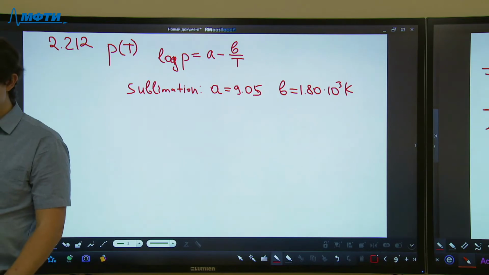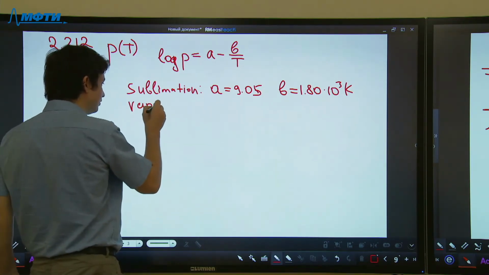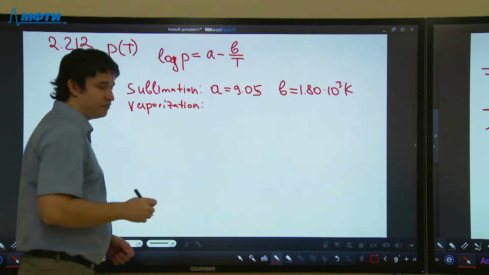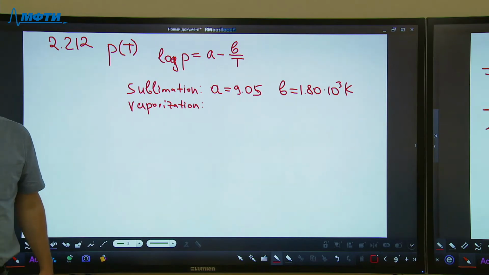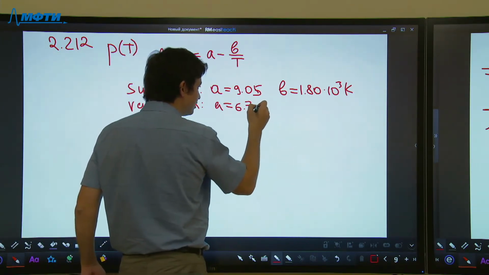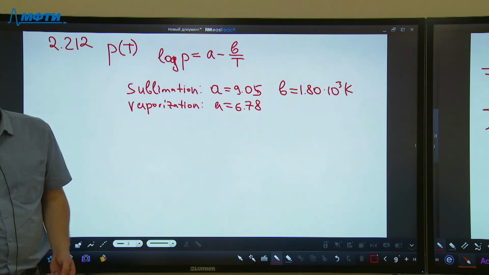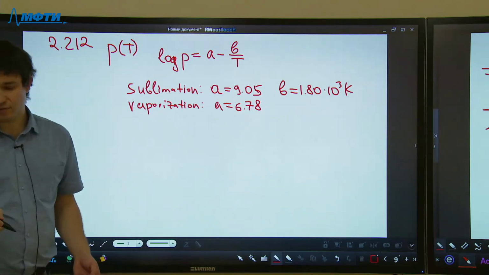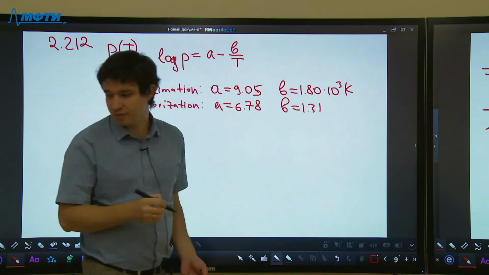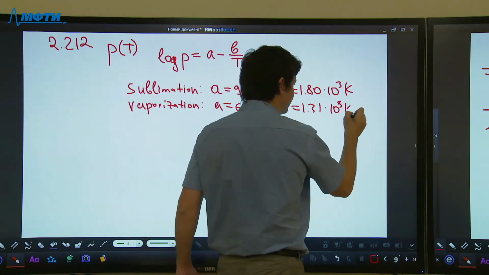Okay, so that is for sublimation. For vaporization, A is 6.78, and B is 1.31 kilokelvins, so that means 1.31 times 10 to the 3 kelvins.